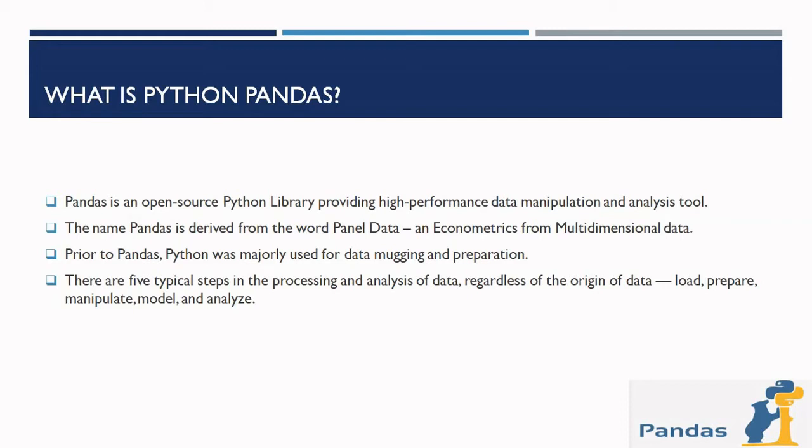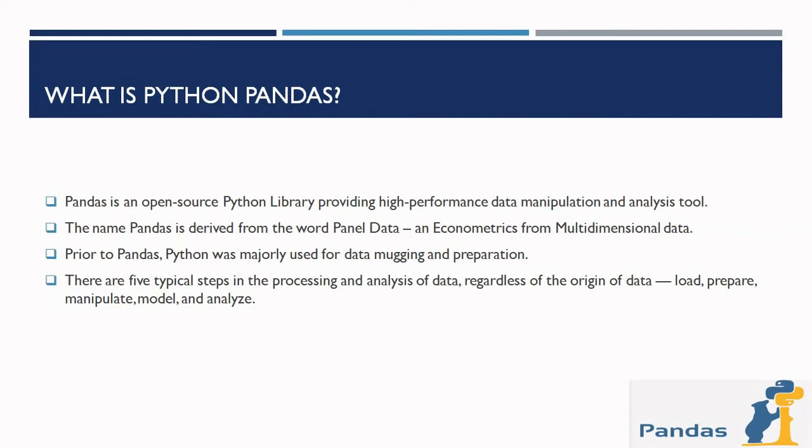The name Pandas is derived from the words panel data and econometrics from multidimensional data. Prior to Pandas, Python was majorly used for data munging and preparation. There are 5 typical steps in the processing and analysis of data regardless of the origin of the data: load, prepare, manipulate, model, and analyze. Python Pandas was initially developed by Wes McKinney in 2008.